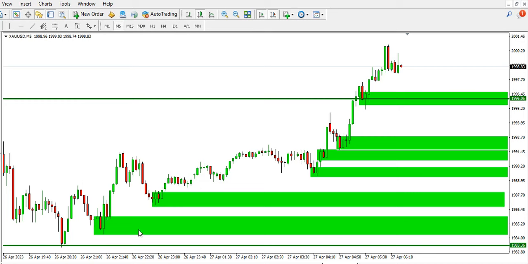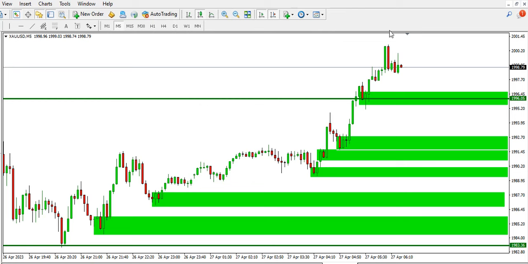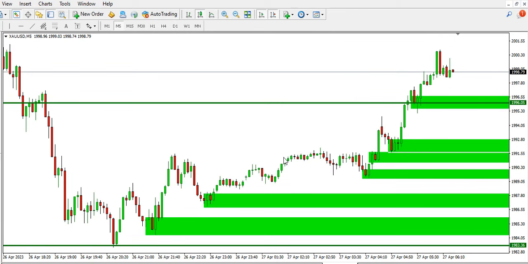Now if you look at this bearish candle, it's smaller than this bullish candle. Let me shift the chart to that. This particular bullish candle is longer than this bearish candle, so this bearish candle will form your order block or your stop loss area.